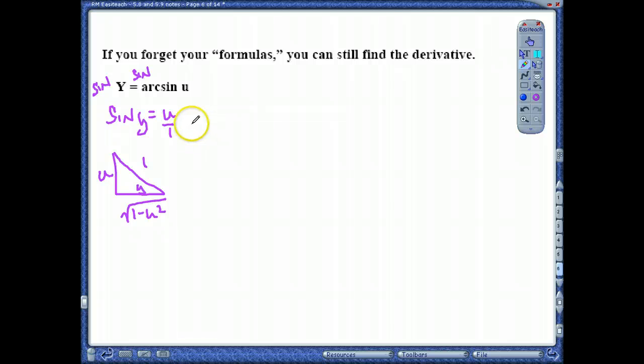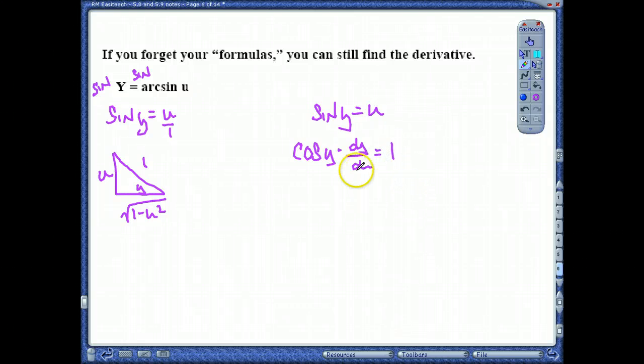Well, they want us to find the derivative of an inverse trig function. So we're going to take our sine of y equals u, and we're going to take the derivative of that. The derivative of sine of y is cosine of y times the derivative of y, dy over du. The derivative of u is just going to be that. So that's going to be dy over du. That's going to be 1. So I want to separate that. Remember what we did before?